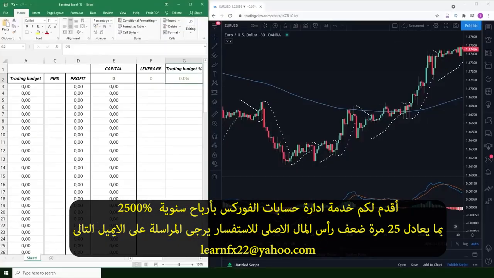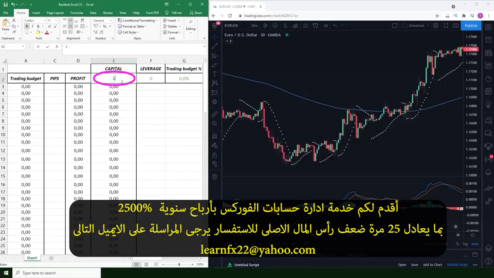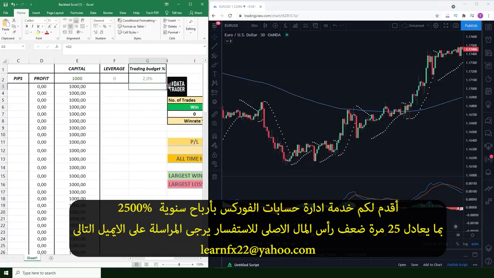For this backtest, I'm going to trade the EUR/USD 30-minute time frame with a starting capital of $1,000. And for our money management, we are risking 2% of total capital per trade. And for each trade, we're using 200 times leverage. So without further ado, let's start backtesting.